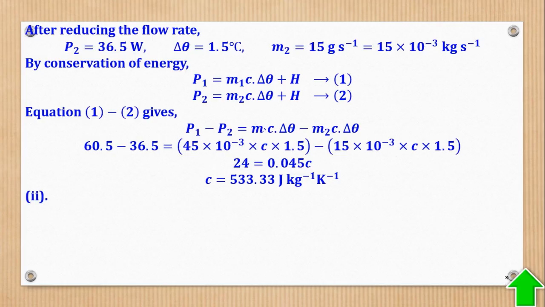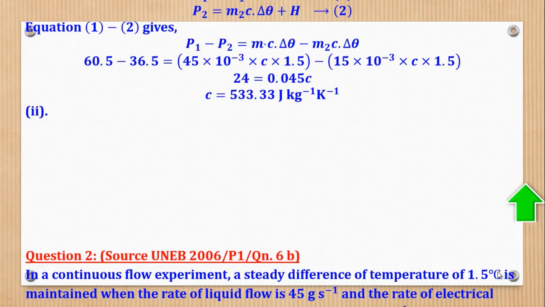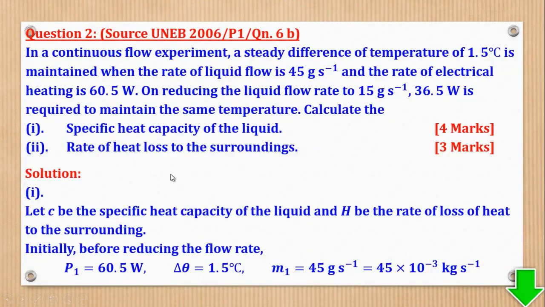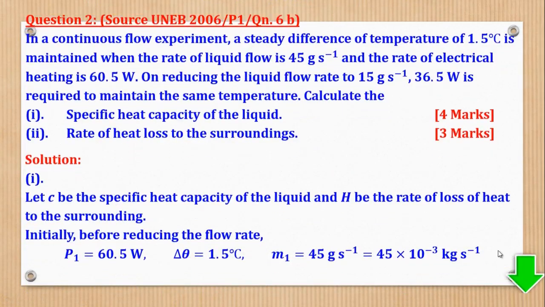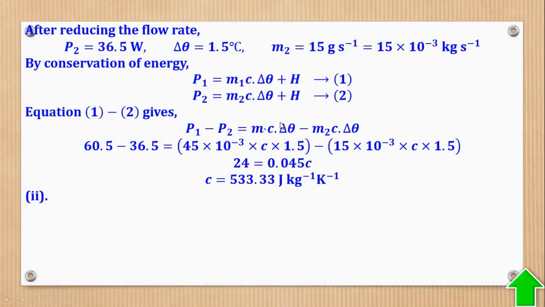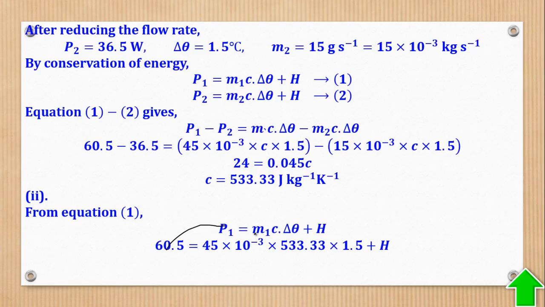Then for Roman 2, they want the rate of heat loss to the surrounding. So they want the value of capital H. So here I can choose any equation, either equation 1 or equation 2. So from equation 1, this is what I have. I'll substitute for P1, M1, C, and change in temperature plus capital H. Then make H the subject. And that's what they wanted.